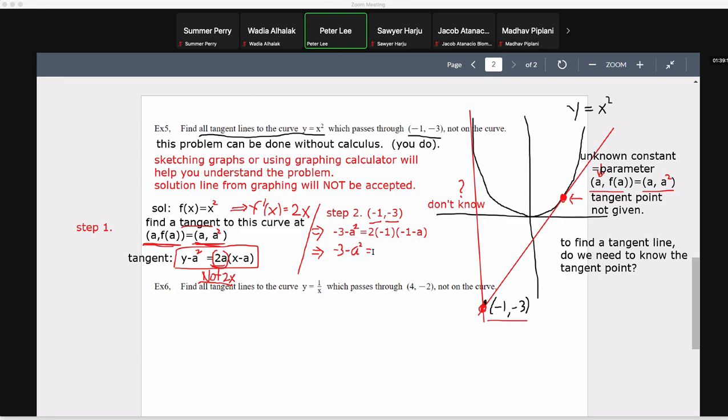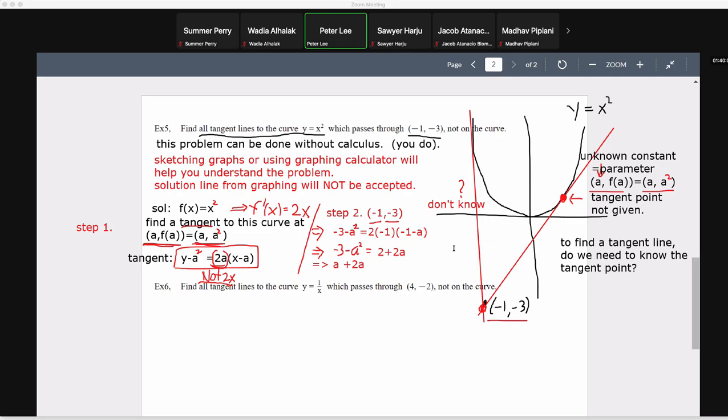Let's multiply all that. What do we get? We get -2, so we get +2, plus 2a. Now the next line: add a squared. We get a squared plus 2a, and then I get -1. So a squared plus 2a plus 5.